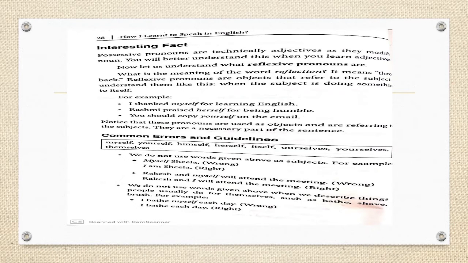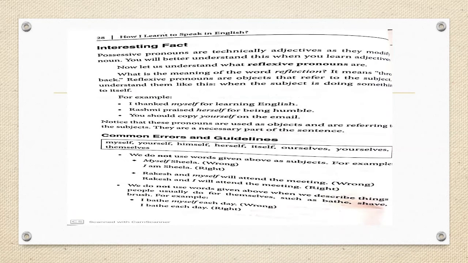For example, I thank myself for learning English. So here myself is a reflexive pronoun. Rashmi praised herself for being humble. Here, herself is about Rashmi. Myself is about I. You should copy yourself on the email. So, yourself is about you. Okay. So, those are the reflexive pronouns. Notice that these pronouns are used as objects and are referring to the subjects. They are a necessary part of the sentence.